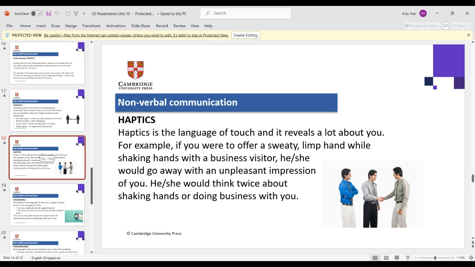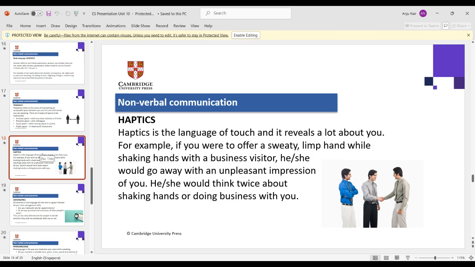Then you have the haptics, or touch. It is a language of touch and it reveals a lot about you. A child knows the value of touch, right? When it cries and approaches the mother, and she carries the child, he stops crying. Why does he do that? He knows the language of touch, the warmth of his mother. Sometimes when we are nervous, you do not want to talk, or you indulge in your conversation.